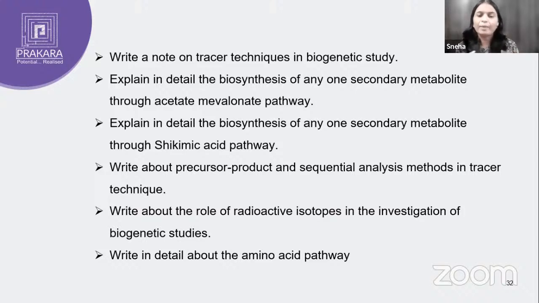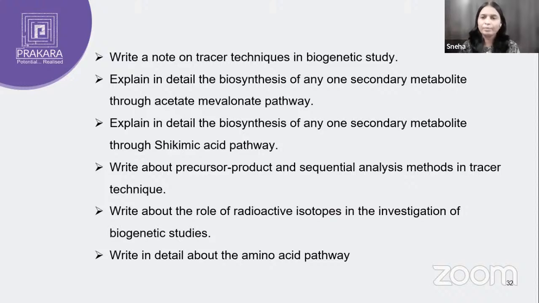Then whatever amino acids are synthesized in the medicinal plant body will enter the shikimic acid pathway and the acetate-malonate pathway. So the amino acids are converted via shikimic acid into the various secondary metabolites. These are the first three basic pathways we have to study: the amino acid pathway, the shikimic acid pathway and the acetate-malonate pathway. And then from that we go directly to the synthesis of the secondary metabolite. All these things we have to write in detail.